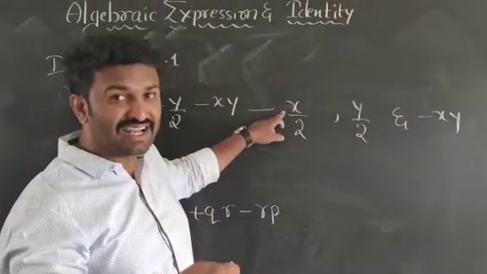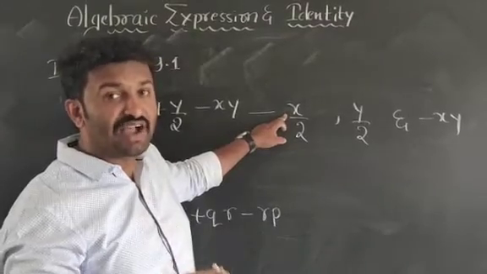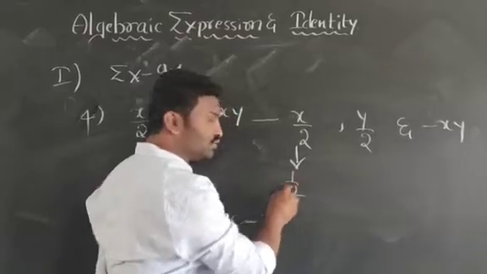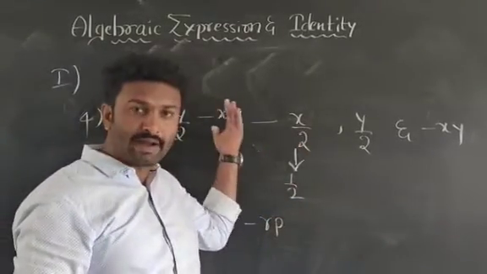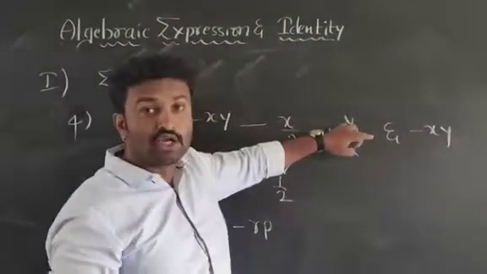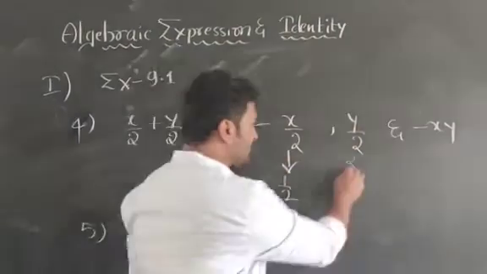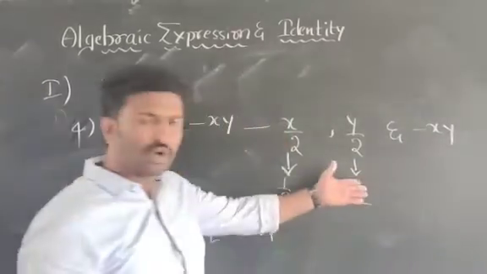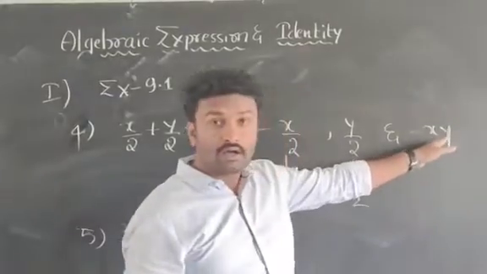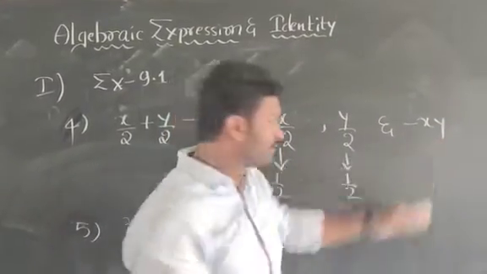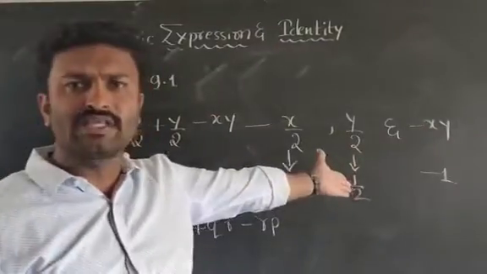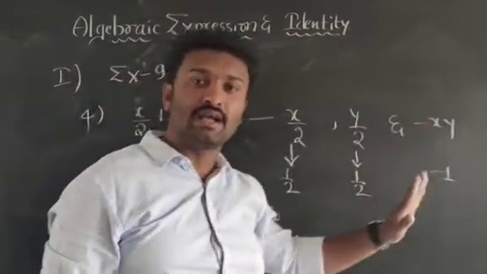We discussed previously, right? You have to take out the numerical factor of this term. This numerical factor is 1 by 2. Take common 1 by 2, x remains. Clear? And here also the numerical factor is 1 by 2 only. Then this 1 by 2 is nothing but the coefficient of this y by 2. And here, take out the numerical coefficient. Minus 1 is the coefficient of minus xy.